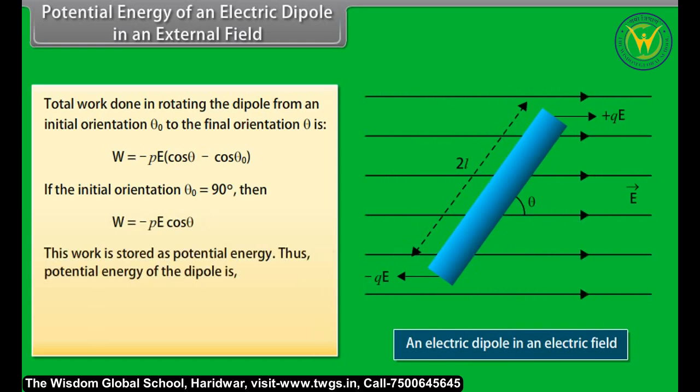This work is stored as potential energy. Thus, potential energy of the dipole is U = −pE cos θ, which can be written as −p · E.